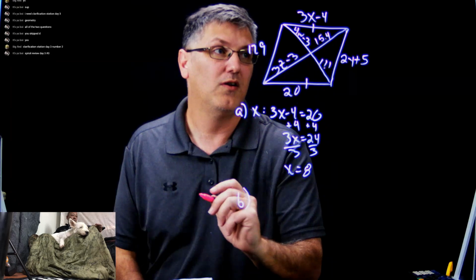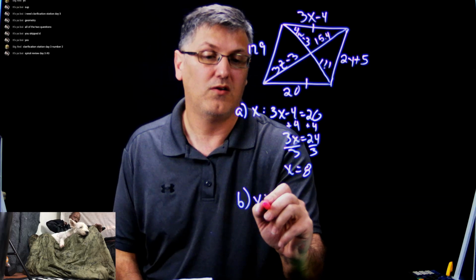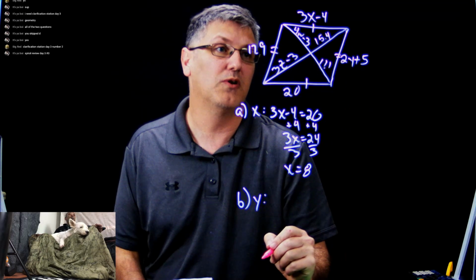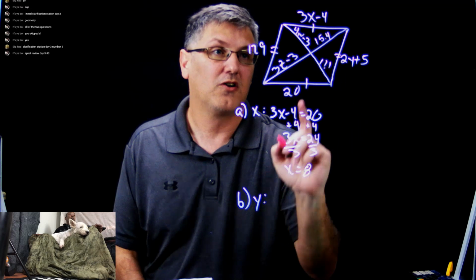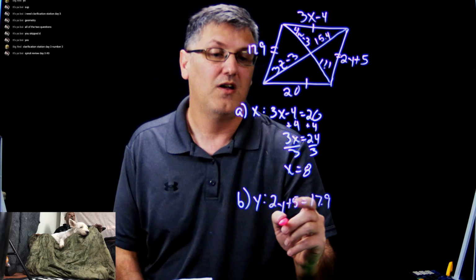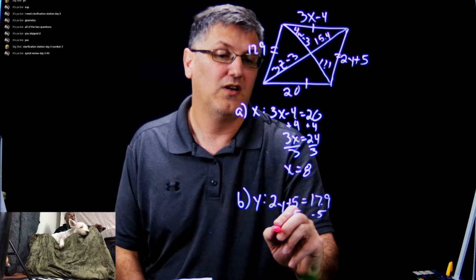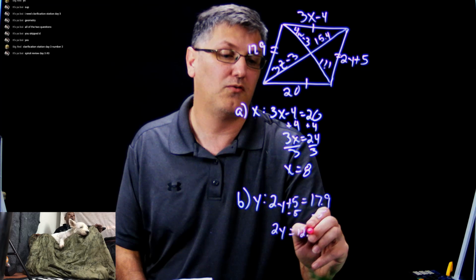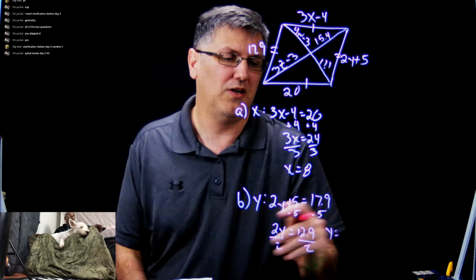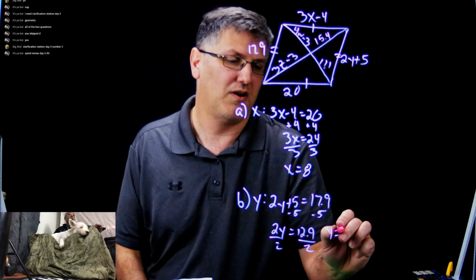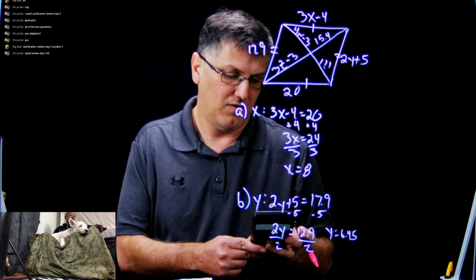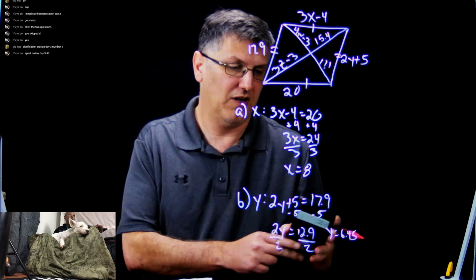B asks for y. Y is here. Once again, my opposite sides are congruent in a parallelogram, so congruent leads to the equal sign. I have 2y plus 5 equals 17.9. Subtract 5 from both sides. I have 2y equals 12.9. Divide by 2. Y should be 6.45. I want to double check, but I'm pretty sure it's 6.45. 12.9 divided by 2. Yeah, 6.45.